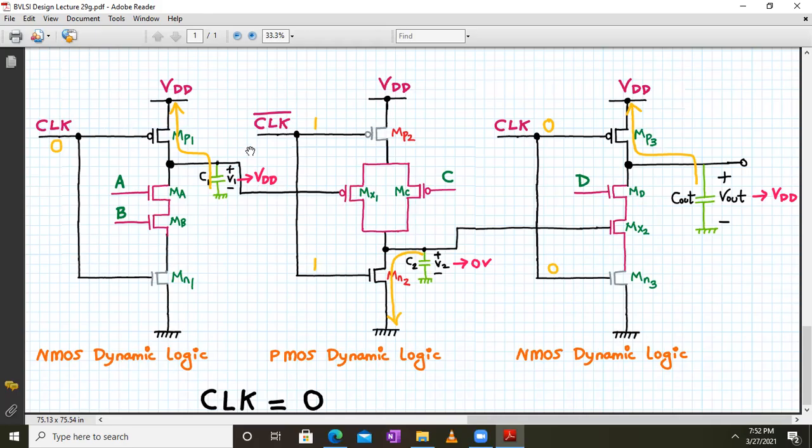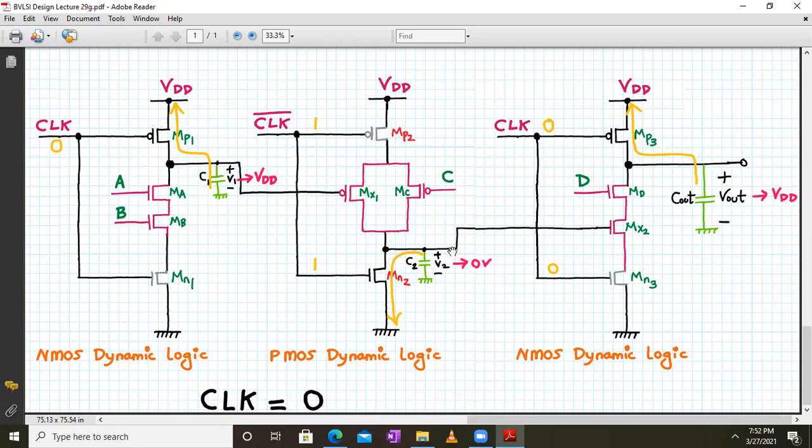But now we have applied clock bar. Clock bar means if clock is 0, clock bar will be 1. So if you apply 1 to it, my MP2 transistor will be off and my MN2 transistor will be on. Now why is MN2 called the pre-discharge transistor? Because whenever we apply this 1, my output node will be discharged towards the ground. So my C2 will be discharging this V2 voltage towards the ground via MN2. This happens whenever the clock is 0, in the pre-charge stage. That is why MN2 is called a pre-discharge transistor. It pre-discharges its output node towards the ground.